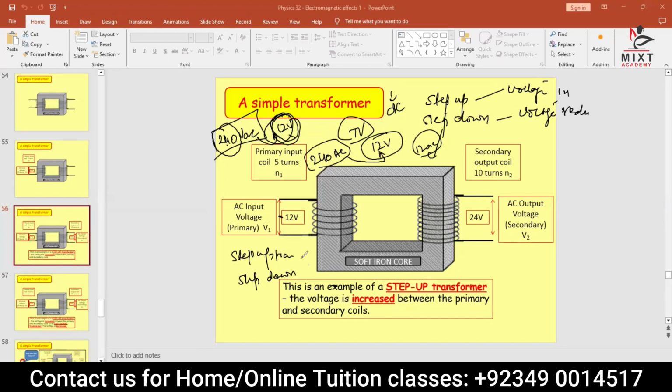Then put a heading: step down transformer. It is the transformer which is used to reduce the voltage. This is the transformer which is used to reduce the voltage at an output.